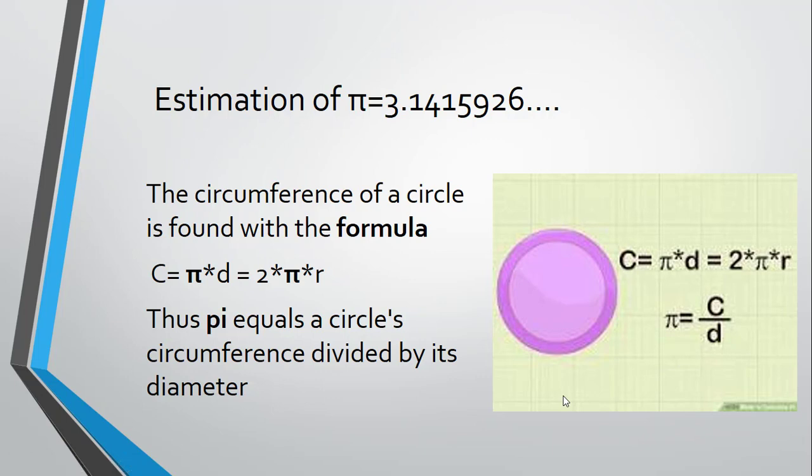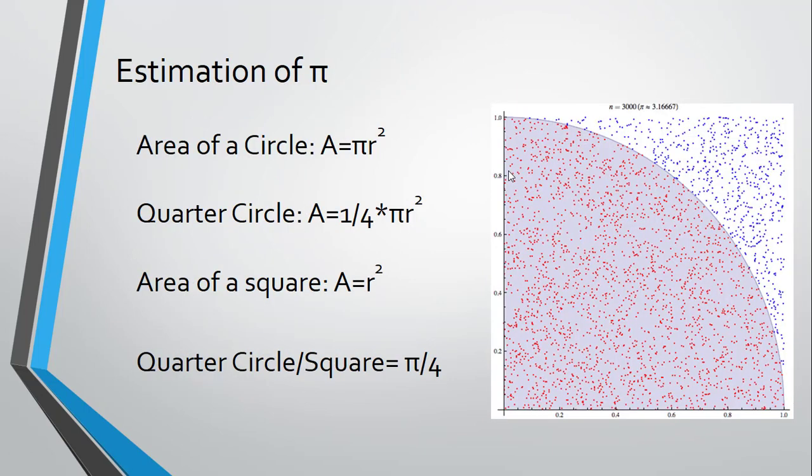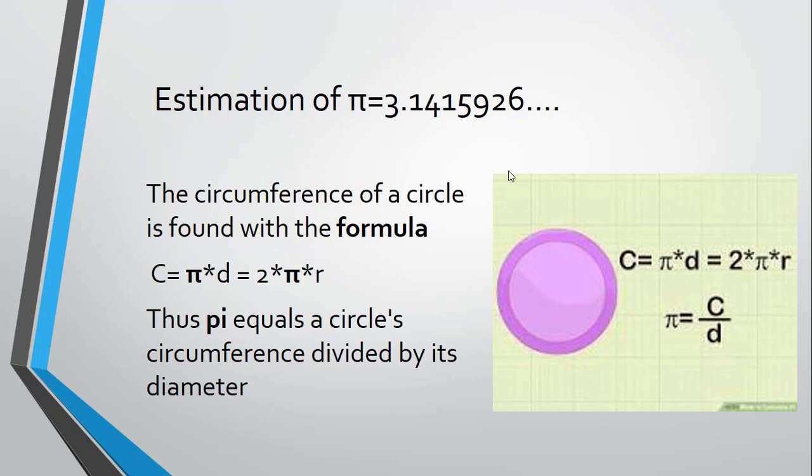Now how do you actually calculate the true value of pi? Remember, this is an infinite number, with infinitely many decimal places. So how accurate can you be? How many digits can you go? We can use the Monte Carlo process to estimate pi.